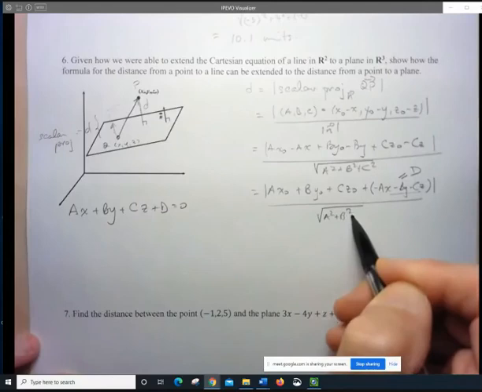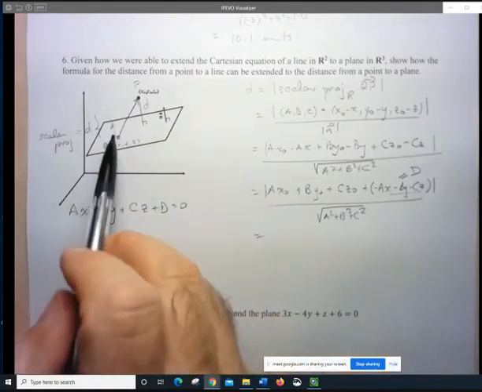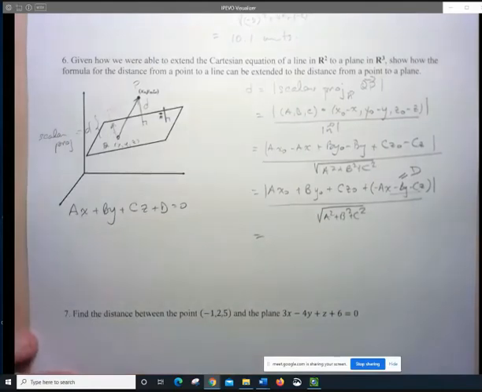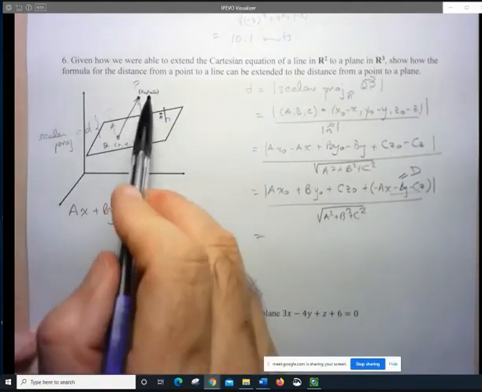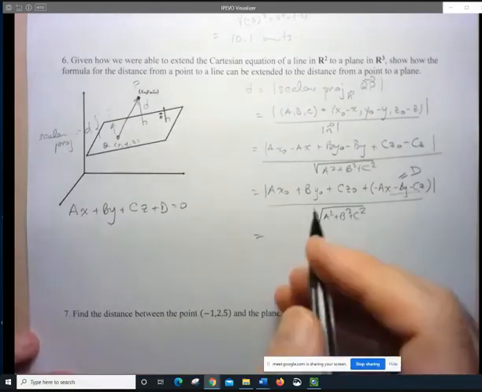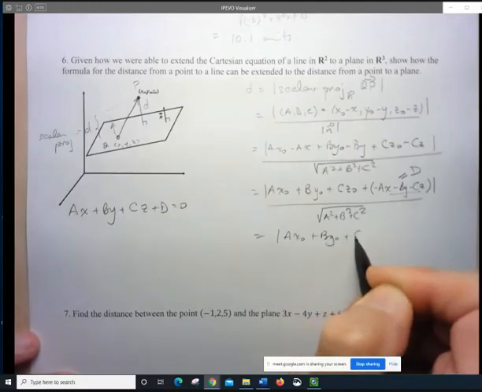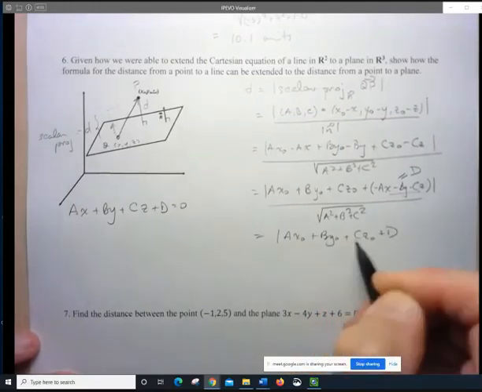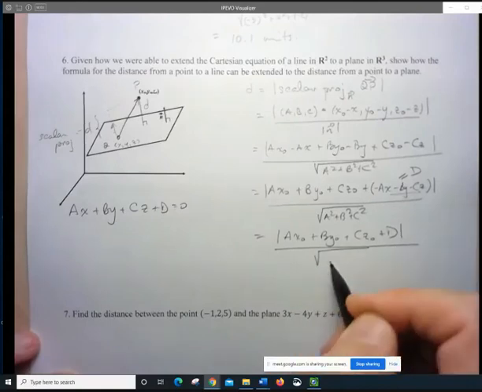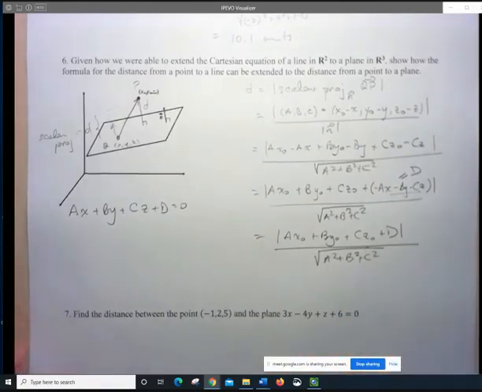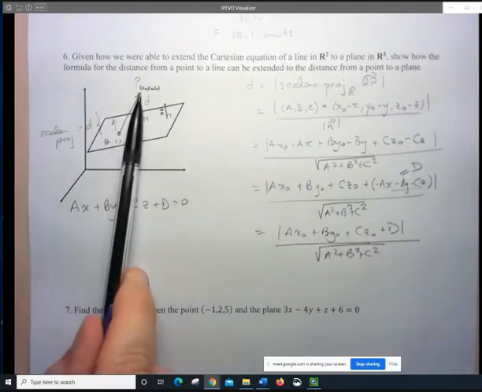And lo and behold, you have a formula that doesn't involve this random point on the plane. It involves just the equation of the plane and the coordinates of that point. So you just end up with ax naught plus by naught plus cz naught plus d, all over square root of a squared plus b squared plus c squared. Now wait a minute, what if this point happened to be on the plane? What would you get?